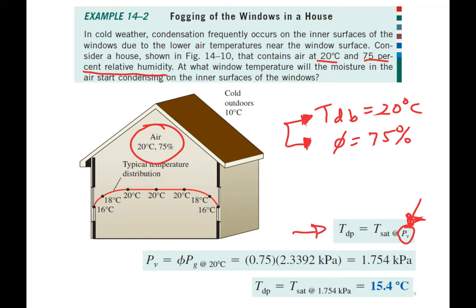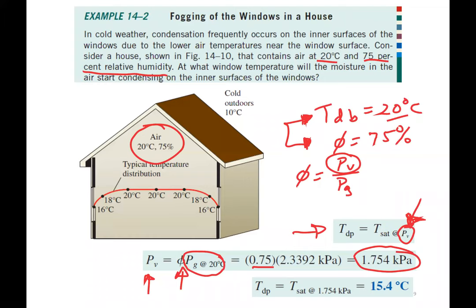All right, so we use our relative humidity equation that we defined, and we solve for this. This is what we have rearranged, because we're looking for the pressure of the water vapor. So we have the relative humidity, and then we have the max pressure that the water vapor can be at the given temperature, so at the dry bulb. At 20 degrees Celsius, we get our value, 2.3392. We're at 75% relative humidity, so that means the pressure of the water vapor is 1.754.